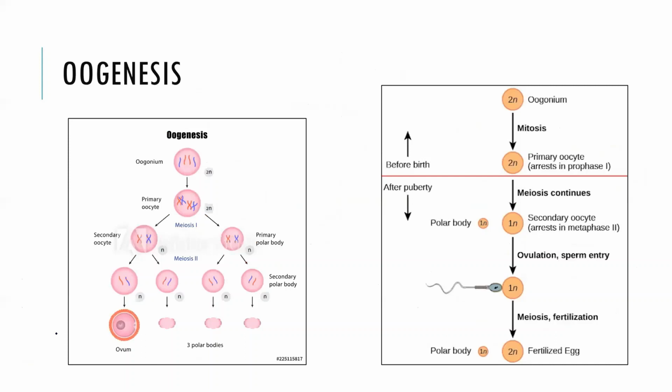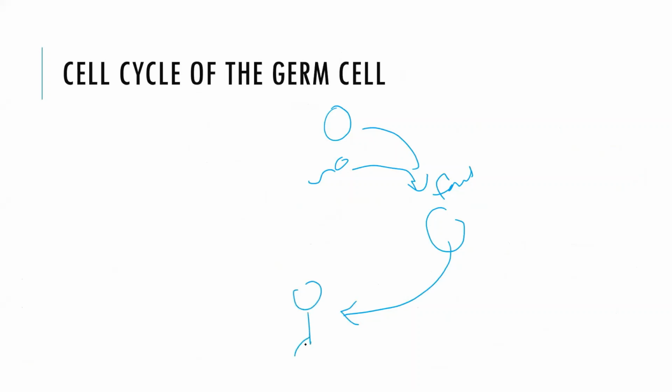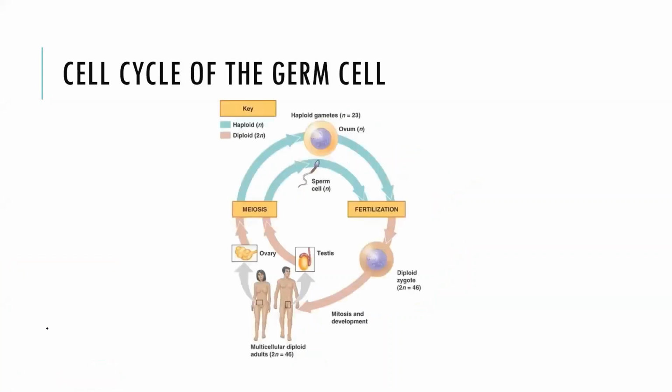So here I have two diagrams. You can go through them slowly, right? So if you consider the cell cycle of the germ cell, it's not similar to mitosis. You have the ovum and the sperm. They fertilize and form the zygote. The zygote matures into a total human being, and these two adults again form ova and sperms. So this can be considered as the cell cycle of the germ cell. Right?